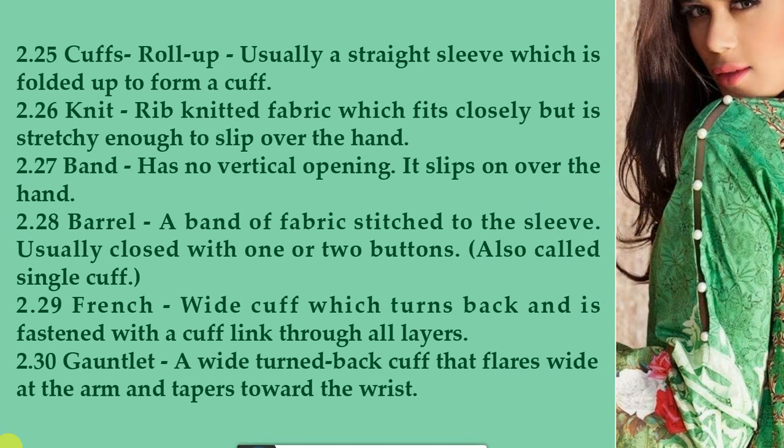2.26 Knit, rib knitted fabric which fits closely but is stretchy enough to slip over the hand. 2.27 Band, has no vertical opening. It slips on over the hand. 2.28 Barrel, a band of fabric stitched to the sleeve. Usually closed with one or two buttons.